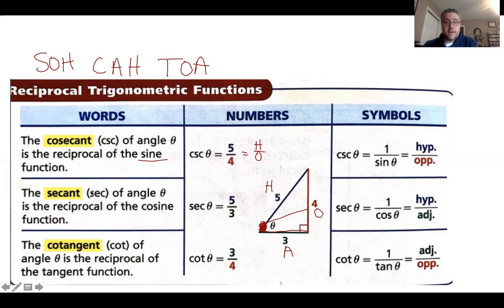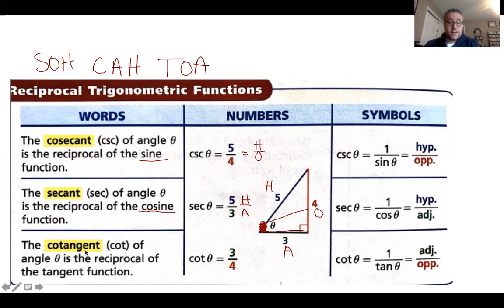Secant, which is abbreviated SEC, is the reciprocal of cosine. So instead of AH, cosine is AH, it's HA. So the hypotenuse is 5, it goes on top now, and the adjacent is 3, that goes on the bottom. Again, it's the reciprocal of cosine.